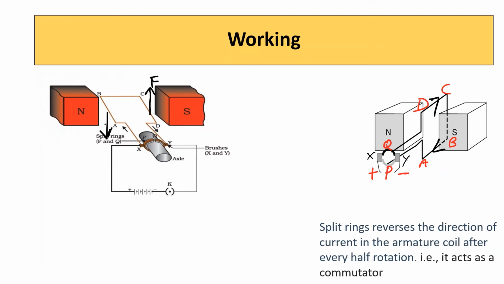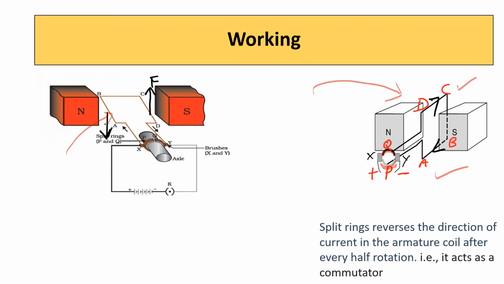When this armature coil turns due to this force and reaches the vertical position like this, the arm CD will be up and arm AB will be down. The split rings or the commutator will reverse the current flow. That is why it is known as commutator.